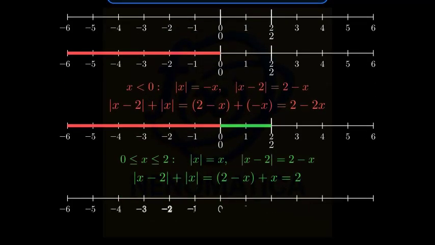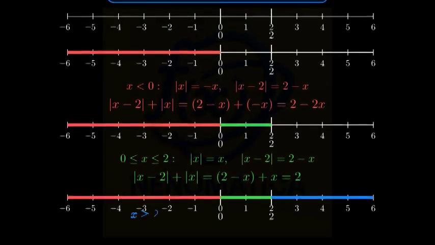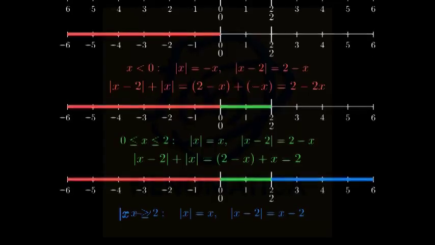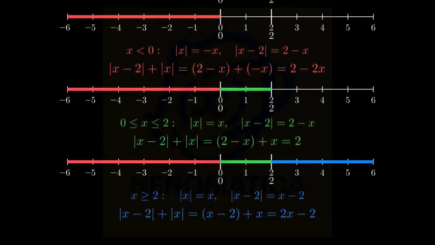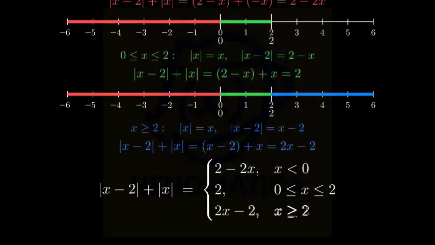Case 3. To the right of 2, both x and x minus 2 are non-negative. Then absolute value of x is x. Absolute value of x minus 2 is x minus 2, and the sum becomes 2x minus 2. Putting the three cases together, we have a clean piecewise description of the function. This is the complete and correct simplification of absolute value of x minus 2 plus absolute value of x.